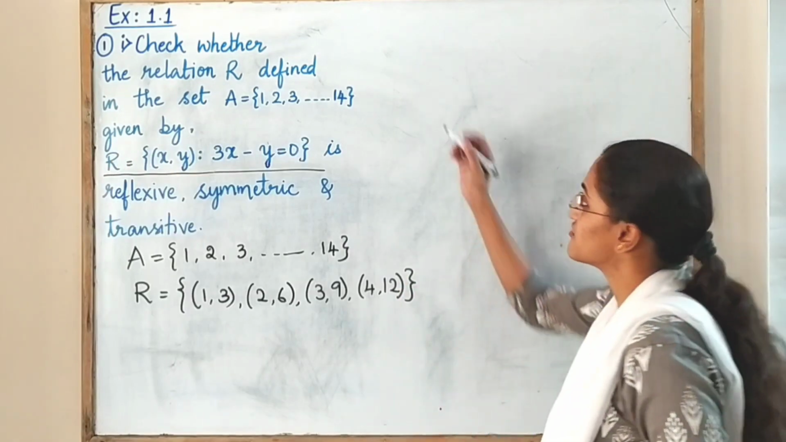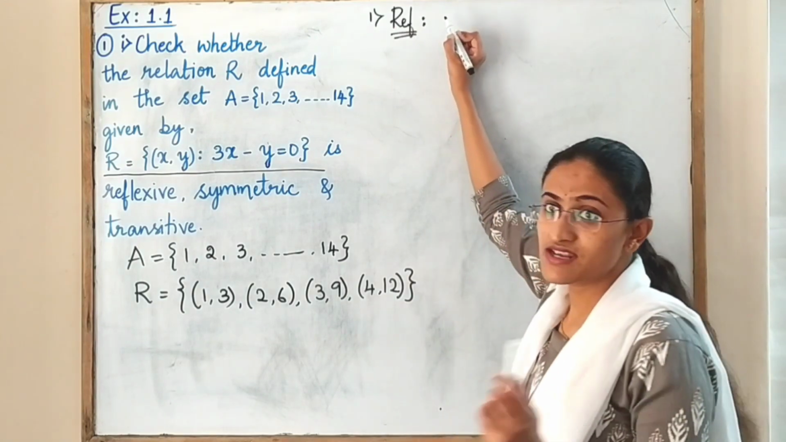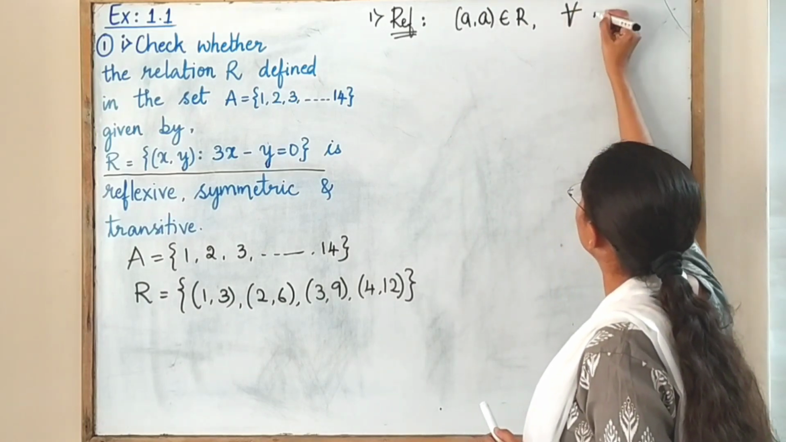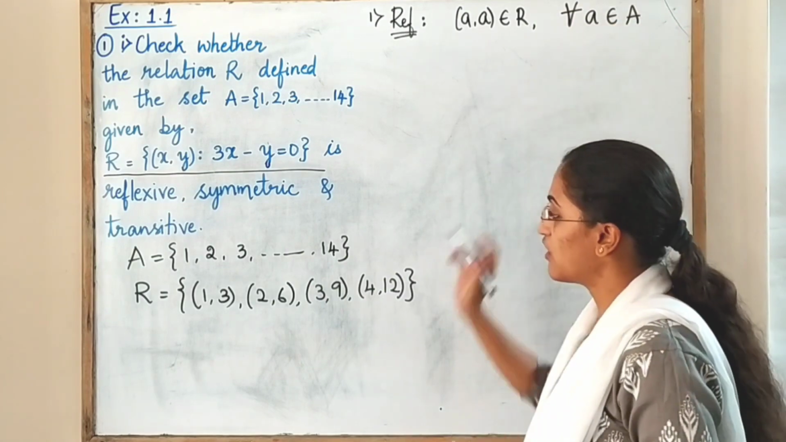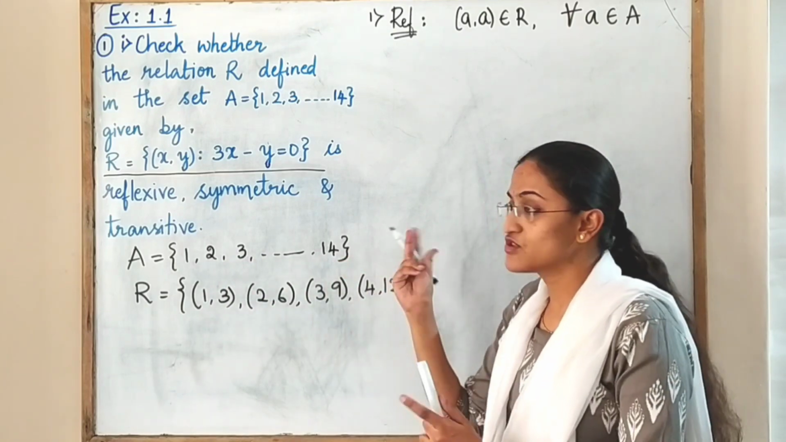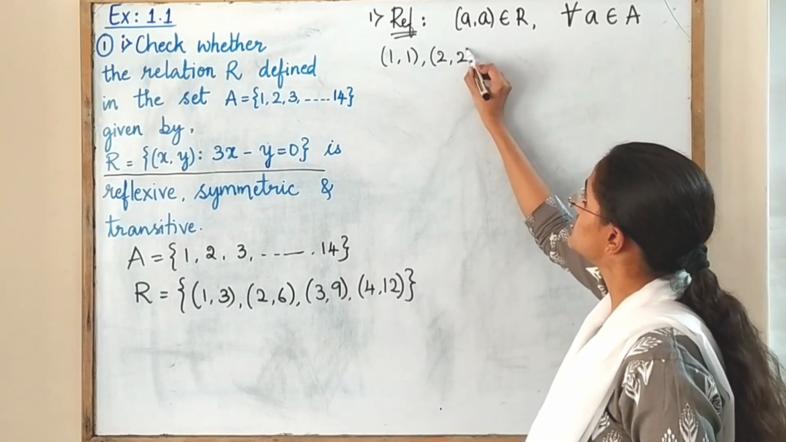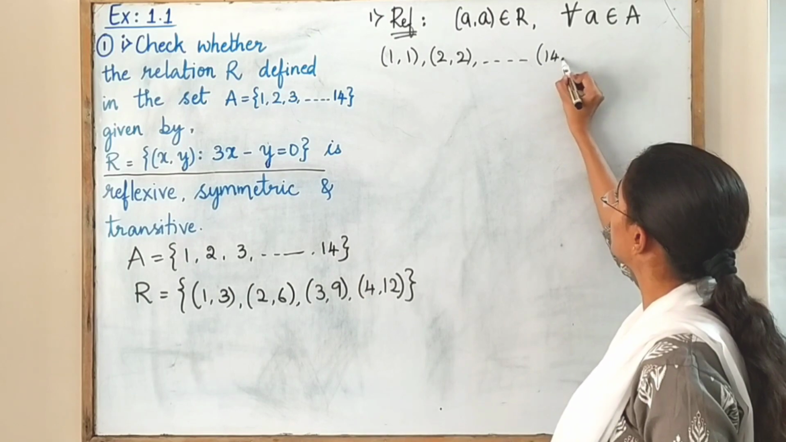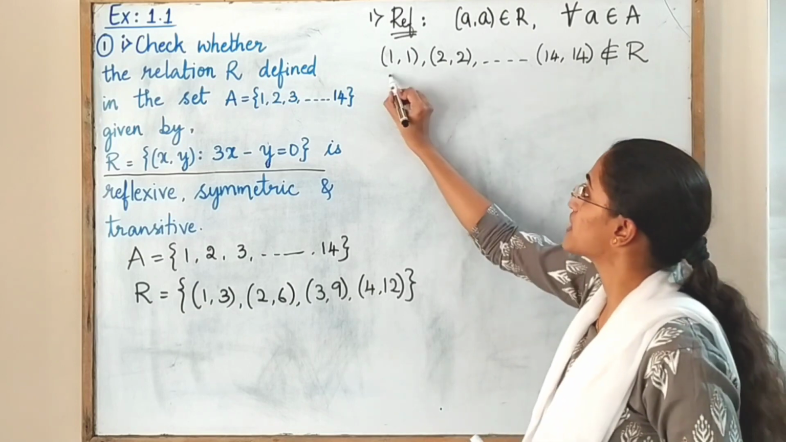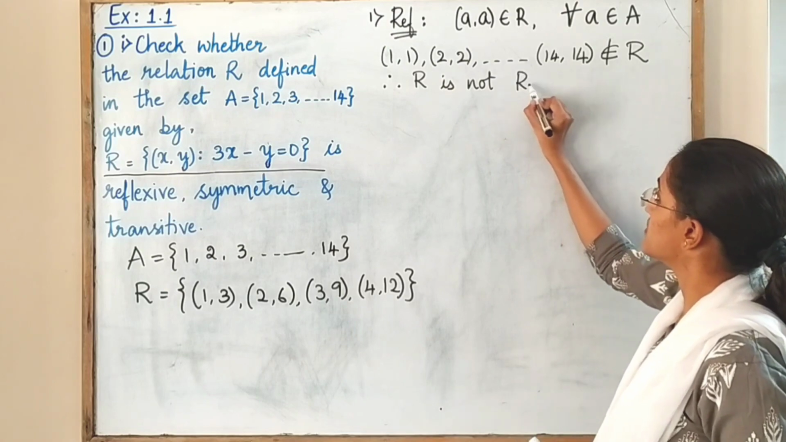Now we shall start with the first kind of relation, that is reflexive relation. Remember, (a, a) should belong to the relation R for every a which belongs to the set A. Now look at the relation. You have 14 elements in the set A, but the ordered pairs of the form (1,1), (2,2) until (14,14) are not in the relation R, and hence you can easily conclude that R is not a reflexive relation.